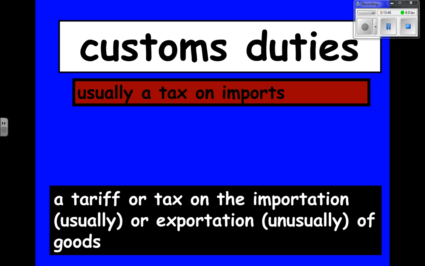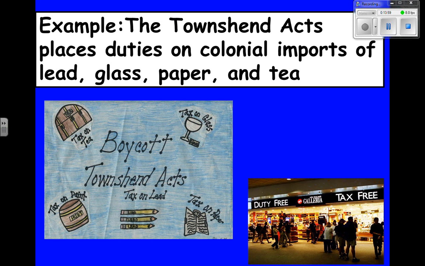Custom duties, usually a tax on imports. So when you buy things that are imported, at least some things, the reason they cost more is there's an additional tax put on those. The Townshend Acts placed duties on colonial imports of lead, glass, paper, and tea. So if you wanted to buy those items, obviously you had to pay a little bit more.